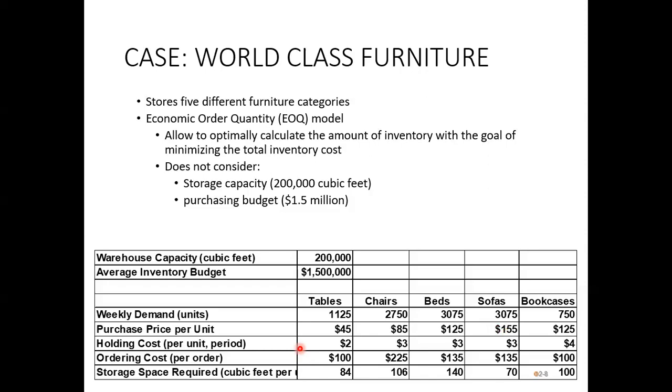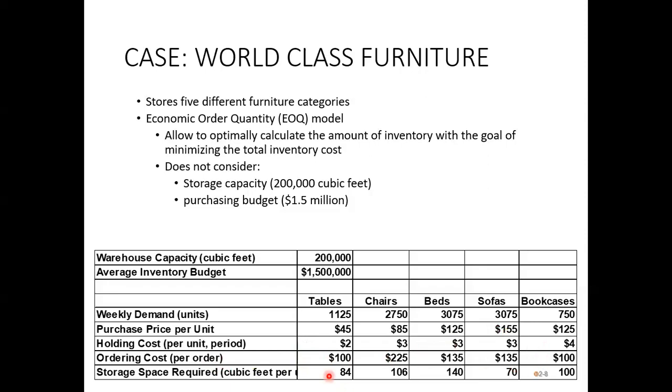Holding cost per unit, we are talking weekly. Weekly holding cost per unit is $2 for table, $3 for chair, $3 for beds, $3 for sofa, $4 for bookcases. Ordering cost per order, $100 for table, for chairs $225, for beds $125, for sofa $135, bookcases $100.